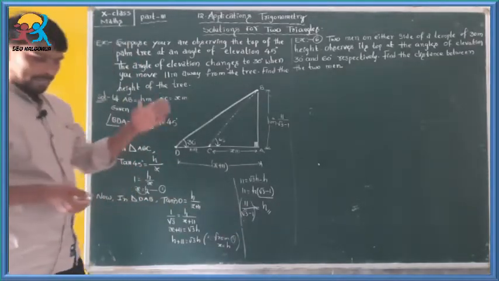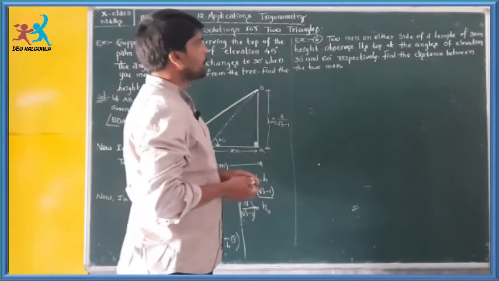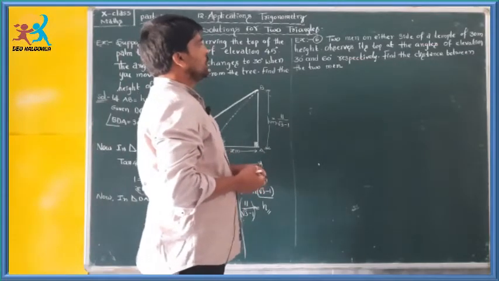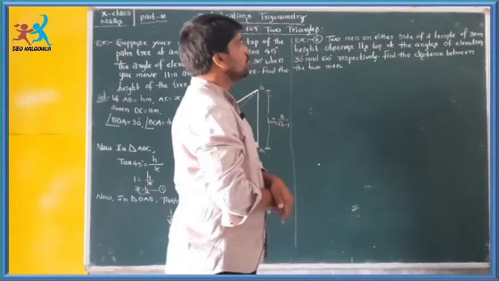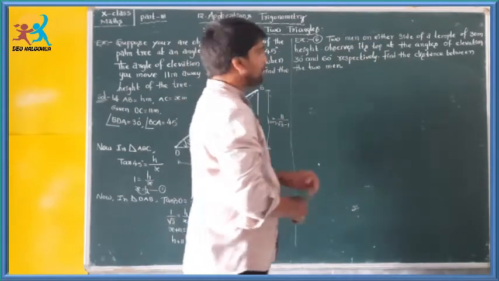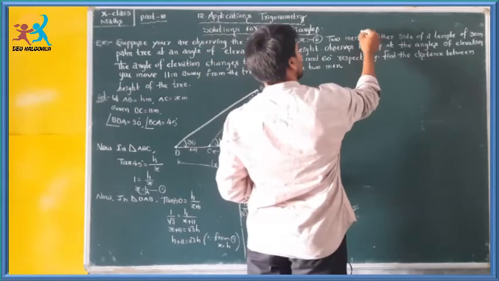Right. Example 6. Two men on either side of a temple. Two men stand. Maybe the word is missing here.